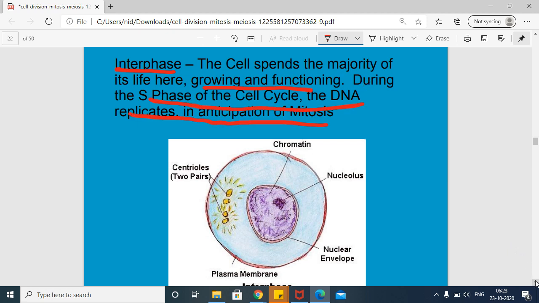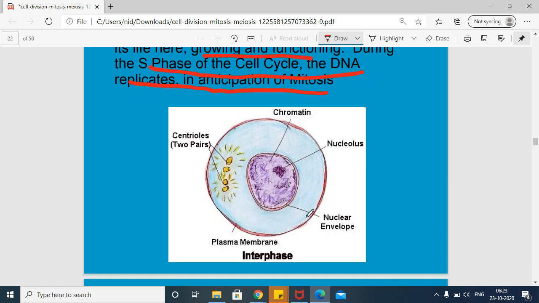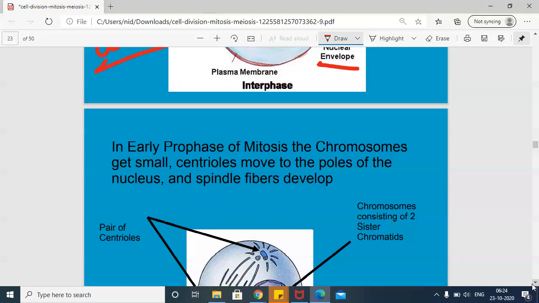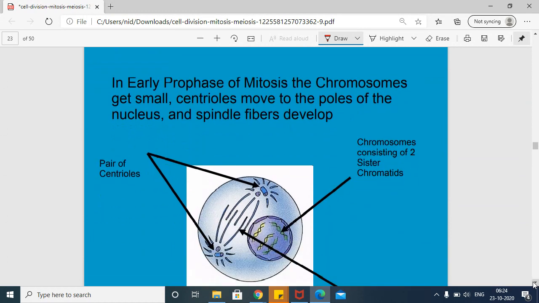This is the basic interphase where the cell is growing and developing itself. You have centrioles, chromatin, nucleus, nuclear membrane, right? Clear? Next is early prophase.